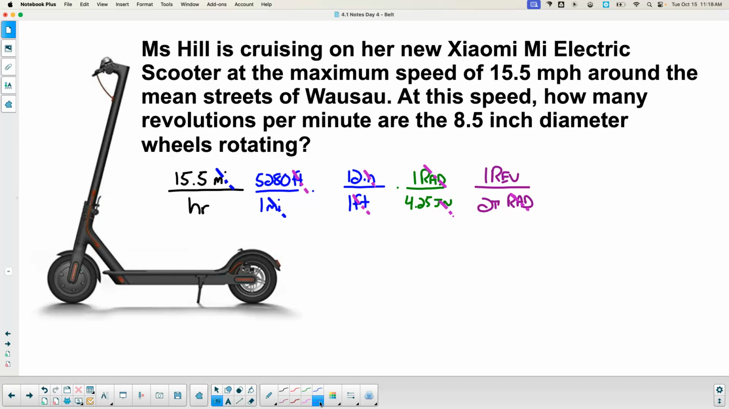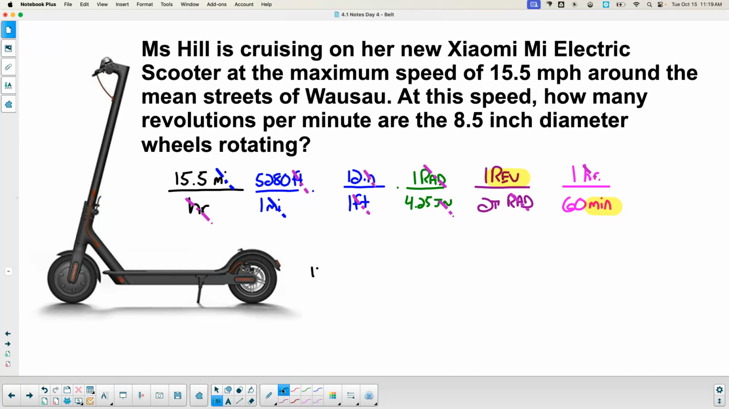Yeah, 1 hour over a minute. So 1 hour over 60 minutes, because we still had hours sitting way over here yet. What are my remaining labels? I got revolutions and I got minutes, right? Is that what I want it to be in? Yes, that's what I want it to be in.